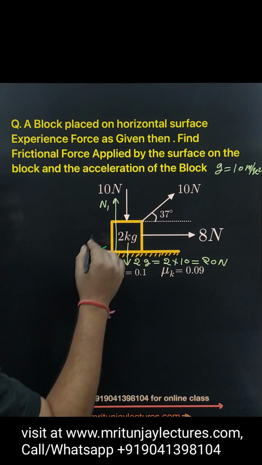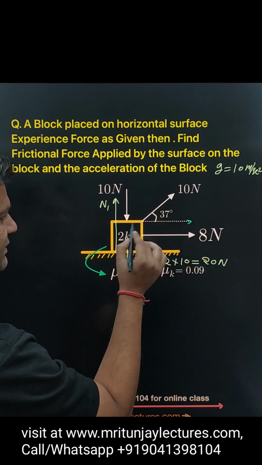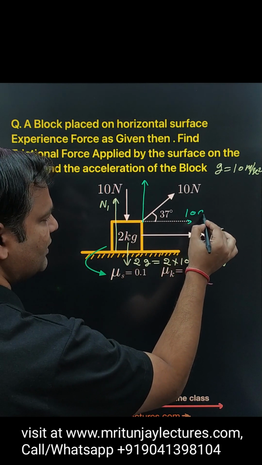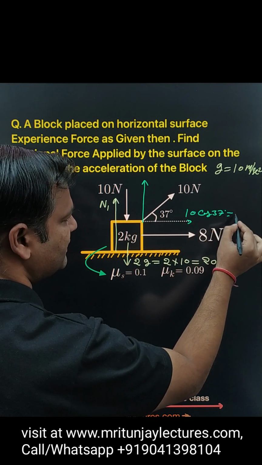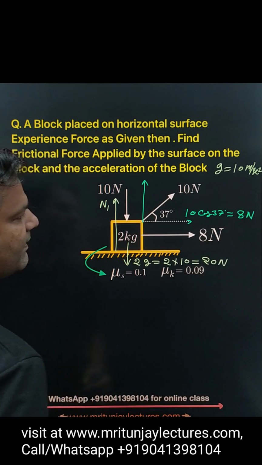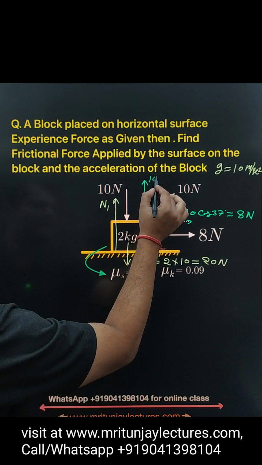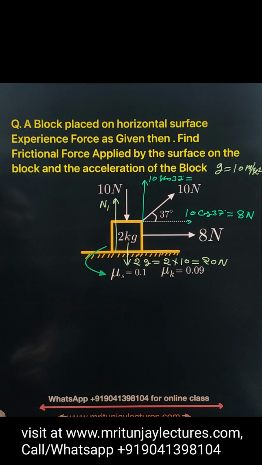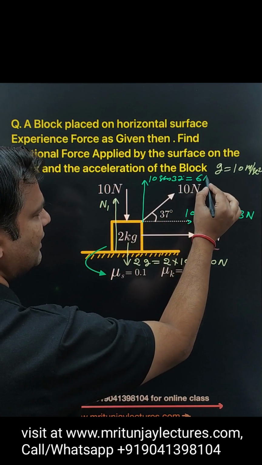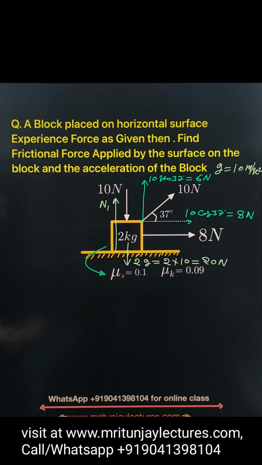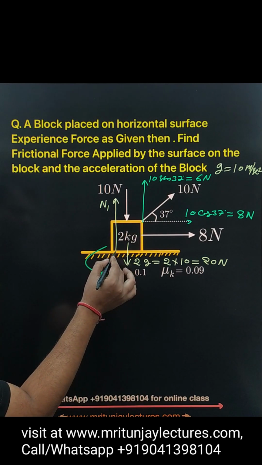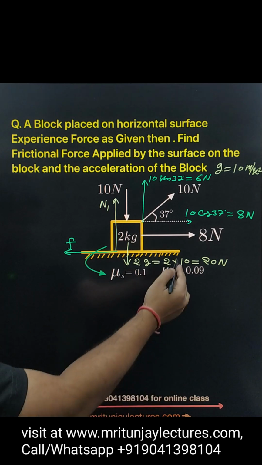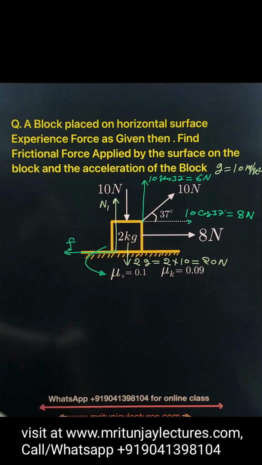Okay, so the components of 10 Newton in this direction and in this direction. This one is written 10 cos 37. Cos 37 is 0.8, so that is 8 Newton. And this one is 10 sine 37, and sine 37 is 0.6, so that is how much? 6 Newton. I hope that's clear. Now frictional force is always represented like that one, always in the opposite direction of the driving force.